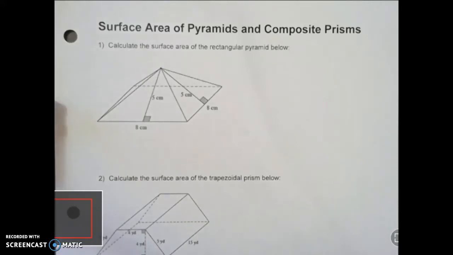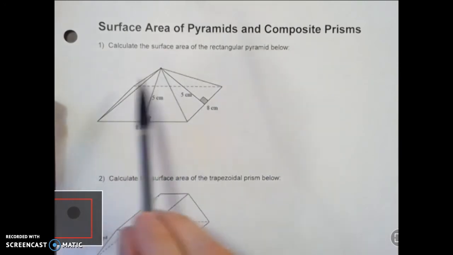In this lesson, you're going to use your knowledge of three-dimensional shapes and surface area in order to find the surface area of pyramids and composite prisms. And we're going to start with example number 1, where we're being asked to calculate the surface area of the rectangular pyramid. And if we investigate the rectangular pyramid, we know that this is going to have 5 different faces.